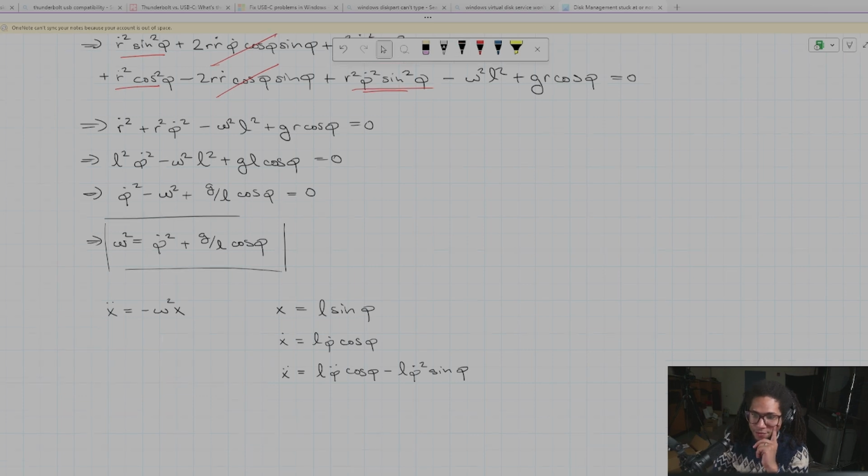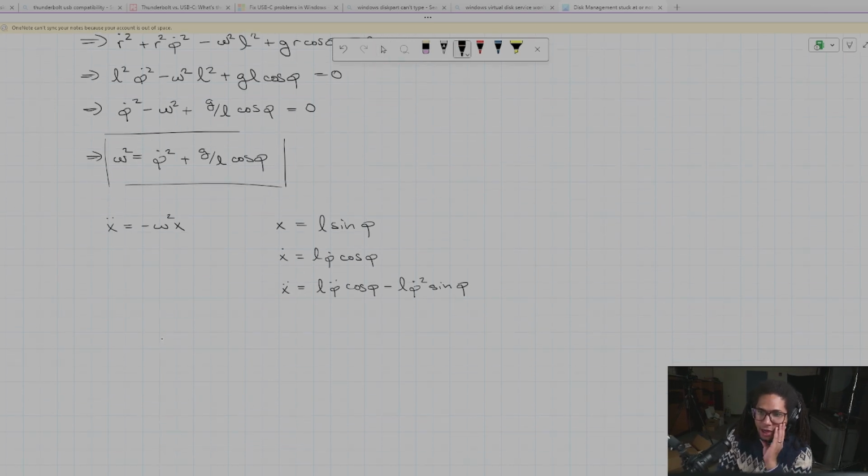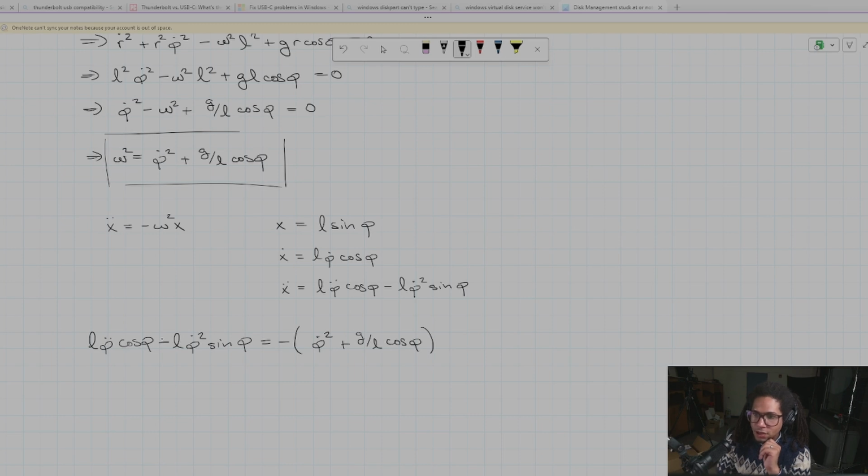All right, so at long last, I can put my equation together. Okay, I have L phi double dot cos phi minus L phi dot squared sine phi is equal to minus this quantity, phi dot squared plus g over L cos phi, times L sine phi. Now immediately I see that an L cancels on both sides.